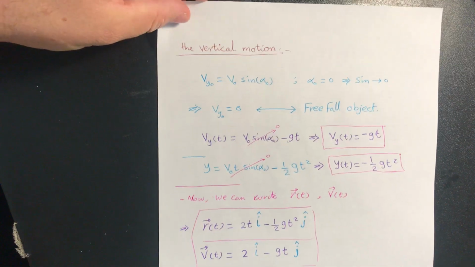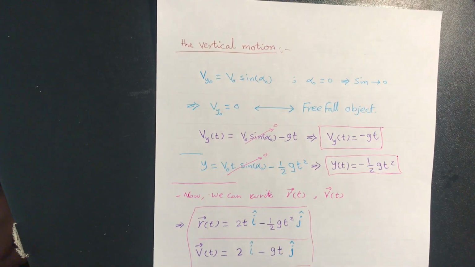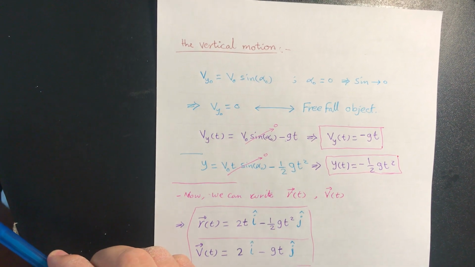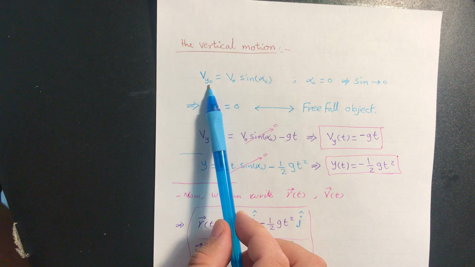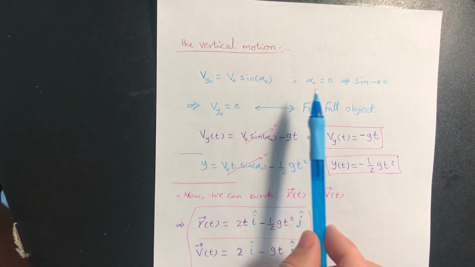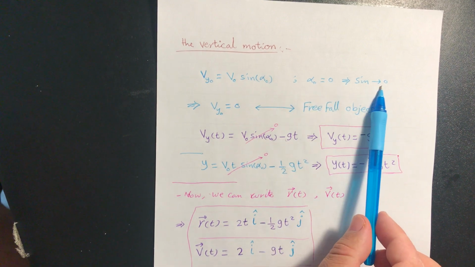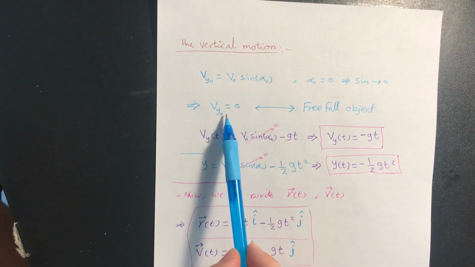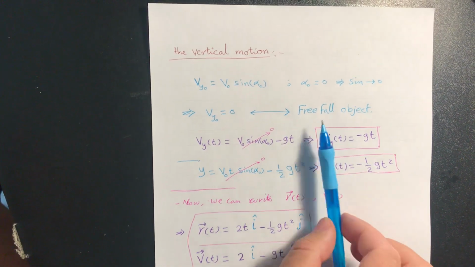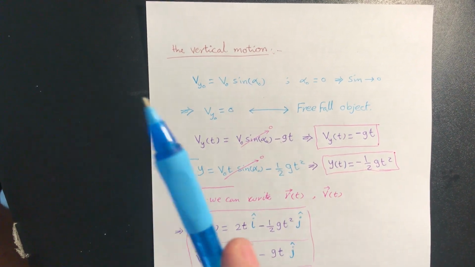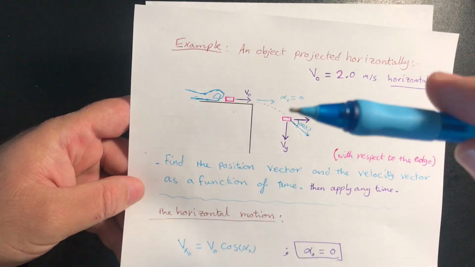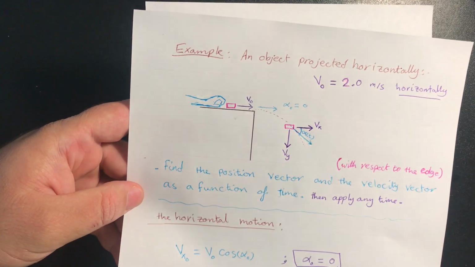What about the y or vertical motion? We have Vy naught equal to V naught sine alpha naught. Alpha is 0, so sine will be equal to 0. Then the velocity initially will be equal to 0. It is just like a free fall object. If we look at this falling object from the side, we will see it as a free fall. Okay?